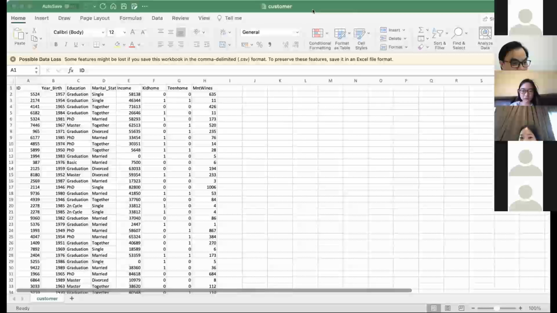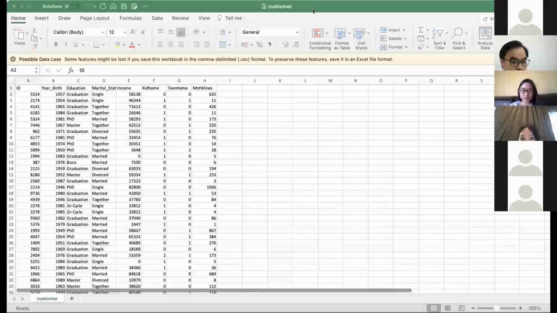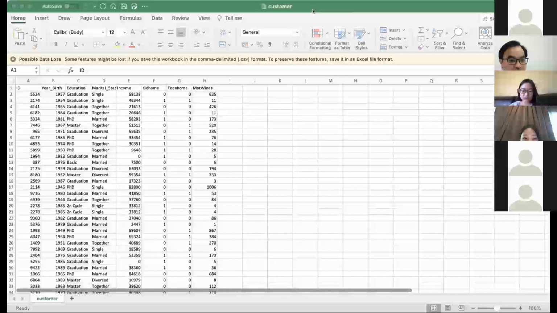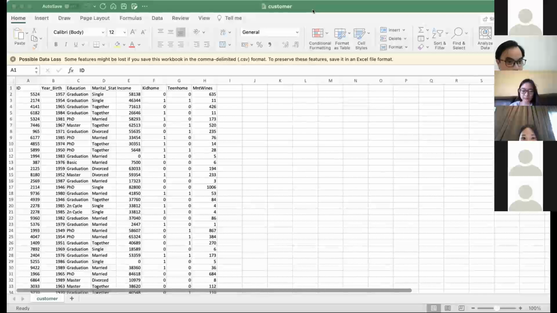Yes. Now, ID is just a data item, right? How many customers are we talking about? How long is this data set? Number of rows? 185. Oh. And what's kid home, teen home, and wine? Kid home is the number of kids at home, and teen is the number of teens in the family, and MntWines is the amount they spend on wine products. Like that spending. Oh, okay.